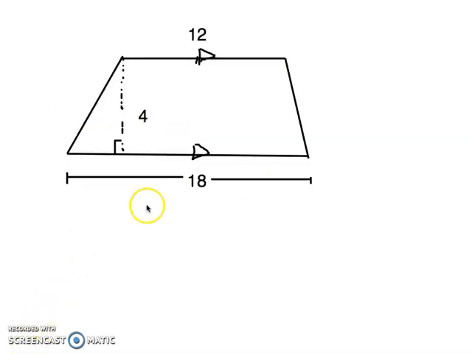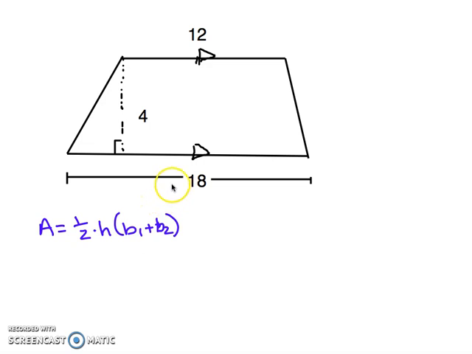So here we have a trapezoid. Remember what I said, the height is perpendicular to the base. And remember, trapezoids have 2 bases. So the formula for the trapezoid again is area equals 1/2 times the height times base 1 plus base 2.